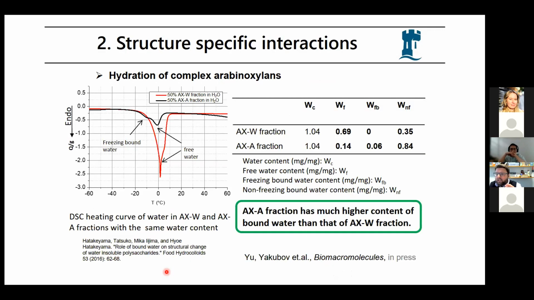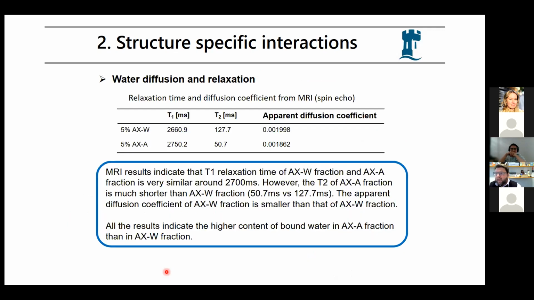So the final thing that we would like to mention is the interaction of these things with water. The thermodynamics of the interaction of these things with water is very different. The amount of the bound water is very different between these two fractions. And the mobility of water in this bound state is very different, which we associate with the different motif of the side chain distribution.